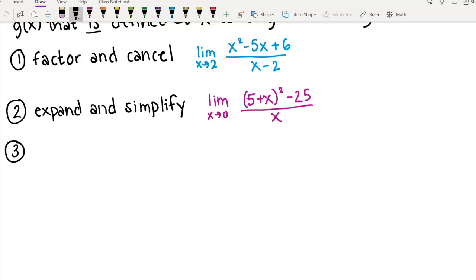So the third method, which is going to be new for today, is going to be doing something called multiplying by the conjugate.